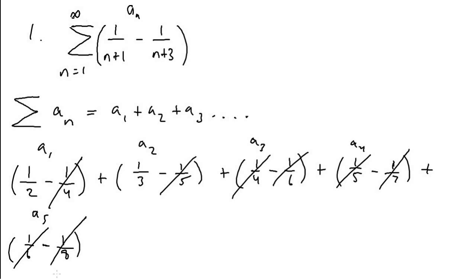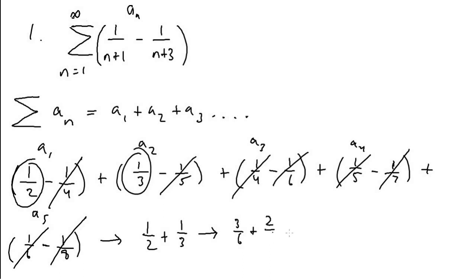And this will leave us with only two terms left, a positive 1/2 and a positive 1/3. So the real sum of this telescoping series is truly going to be 1/2 plus 1/3. If I were to have common denominators, just change it to 3 over 6 plus 2 over 6. And this series will converge to the value of 5 over 6.